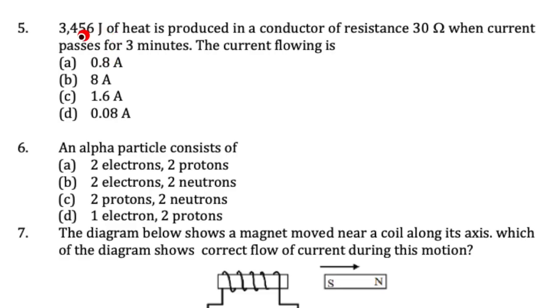The fifth question: 3,456 joules of heat is produced in a conductor of resistance 30 ohm when the current is passing through it for 3 minutes. The current flowing will be, and these are the choices. So let's check it out.